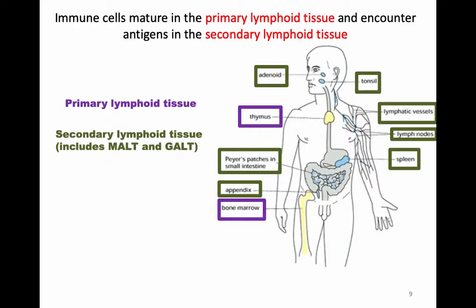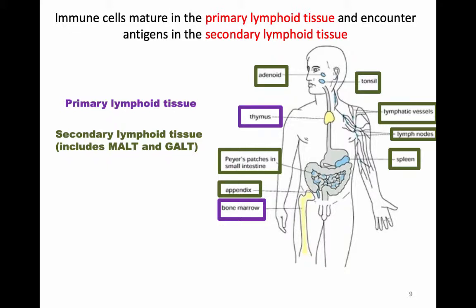The lymphatic system is made up of primary lymphoid tissue, which is the thymus and the bone marrow, and these are areas where cells of the immune system, namely the B cells and the T cells, will mature, and we'll learn more about B and T cells in Chapter 15.